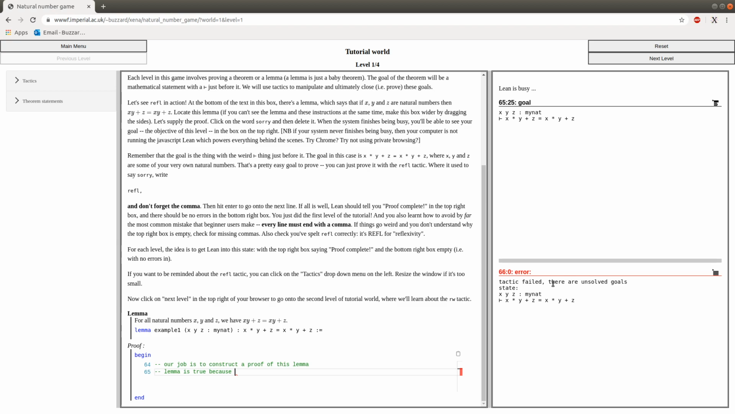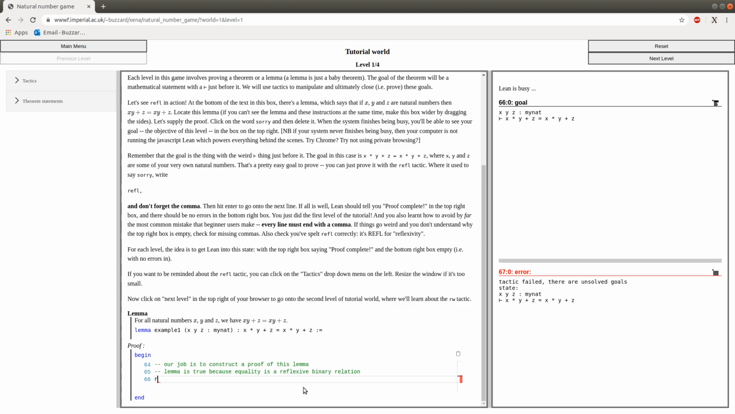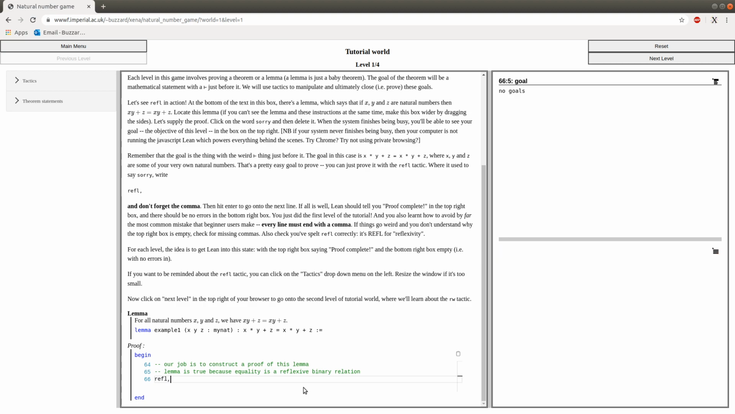is because equality is a reflexive binary relation. So we have to figure out how to make this system know that equality is a reflexive binary relation, and the reflexivity of equality is abbreviated in the system to REFL. If I type REFL here, it says proof complete. So what just happened is we've proved a theorem.